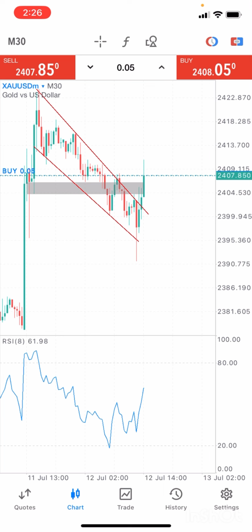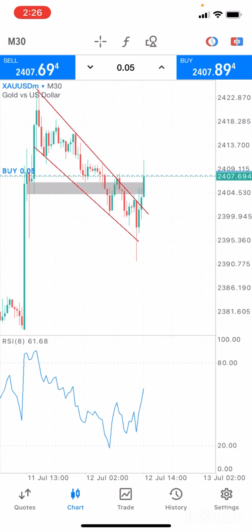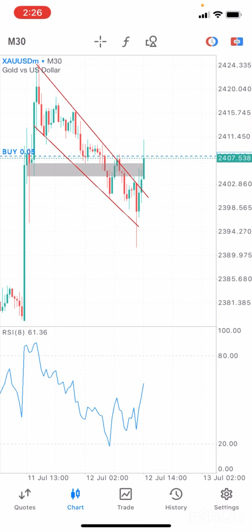Okay, so guys, when you see this setup based on the PDF guide that I use, I open more positions than usual. You can see I open 1 2 3 4 5 6 7 positions now with 0.05 lot size. So quickly let me explain this trade.